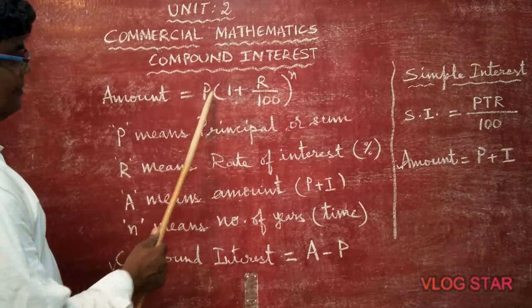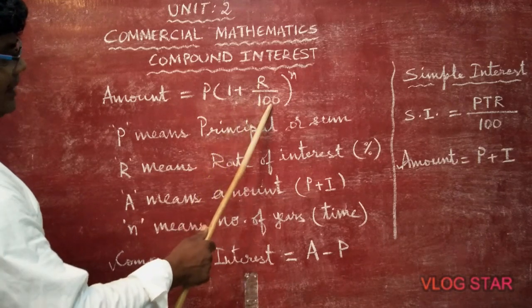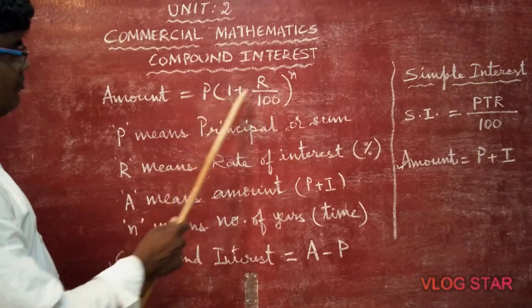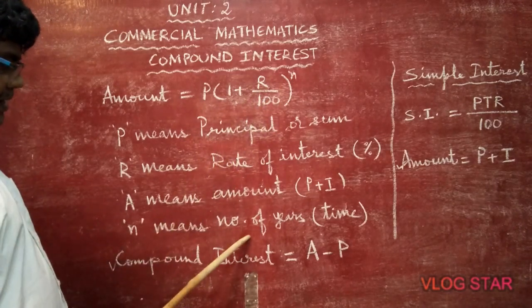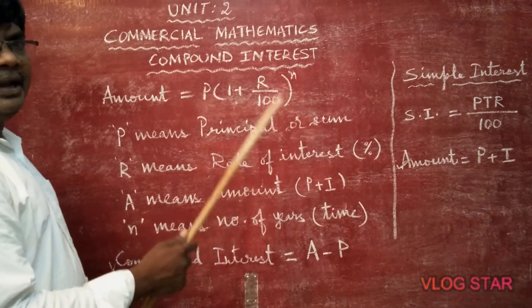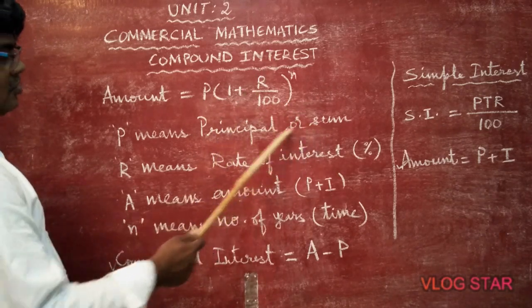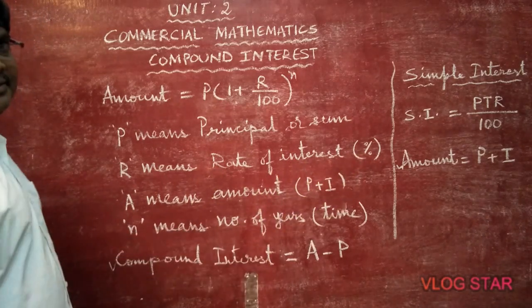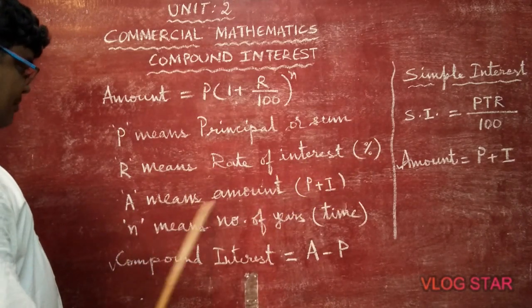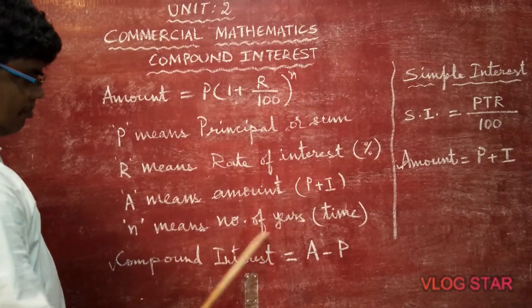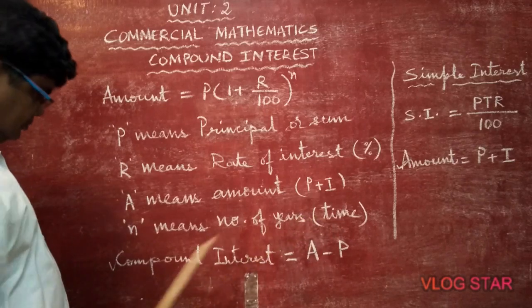Amount formula is P into (1 plus R by 100) whole power N. What is P, what is R, what is N? I have written clearly. P means principal or sum, money borrowing or lending, that is called principal. R means rate of interest, we measure in percent per 100. A means amount, principal and interest put together. N means number of years, we call it time.